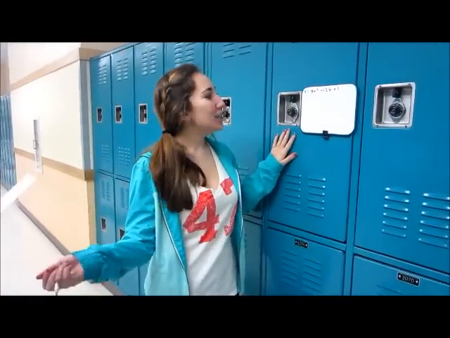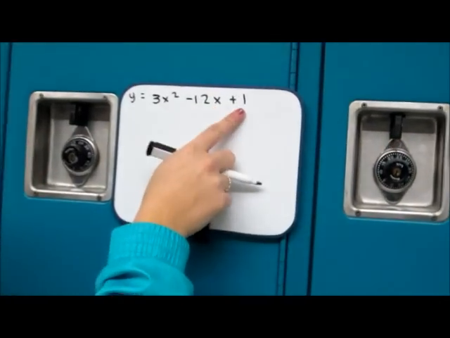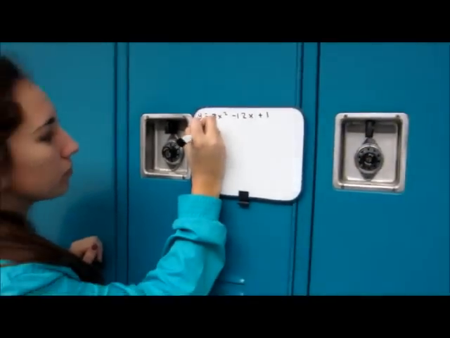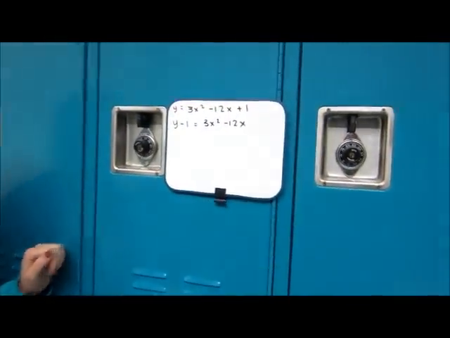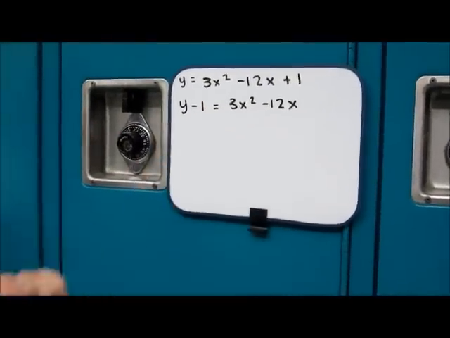Alright, Ashley. So now we're going to take this equation in standard form and put it into vertex form. So the first step is to subtract 1 from both sides, which will give you y minus 1 equals 3x squared minus 12x.